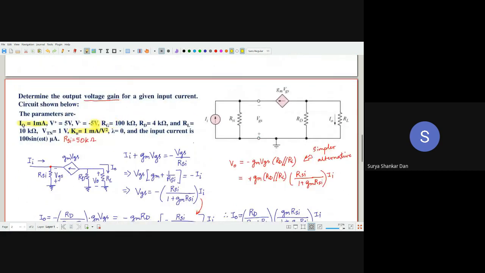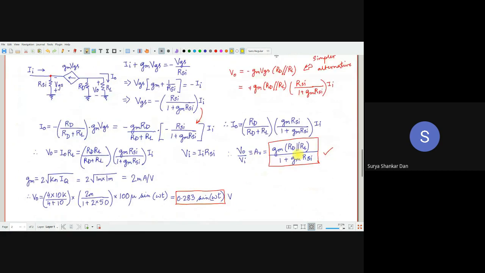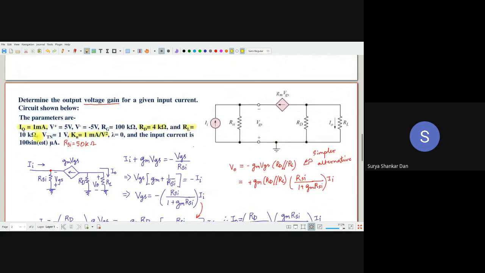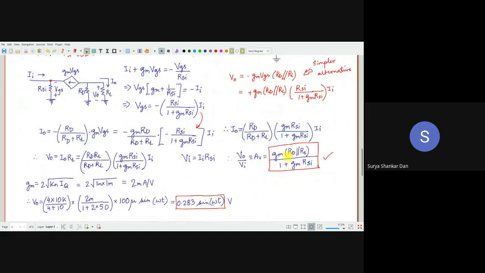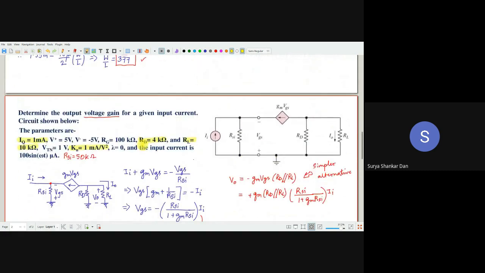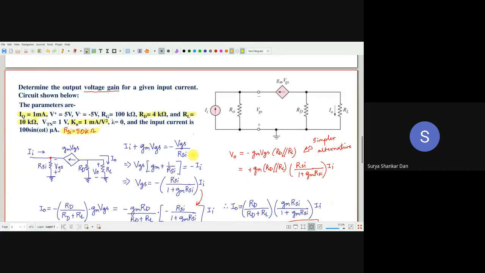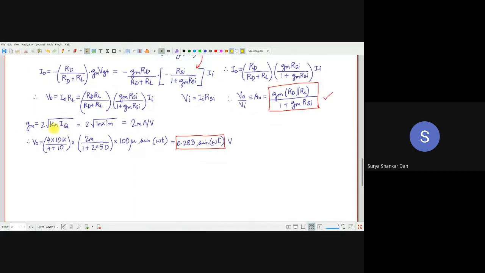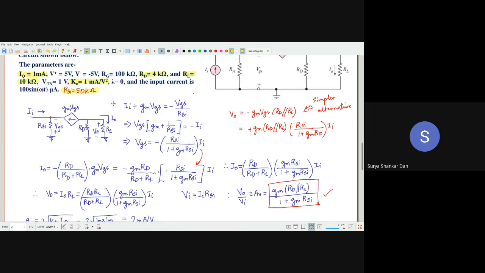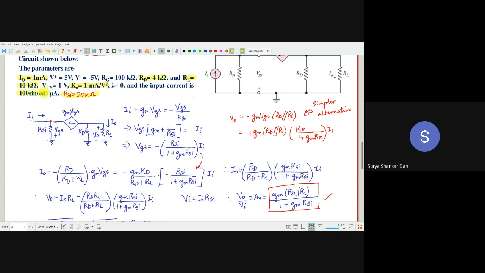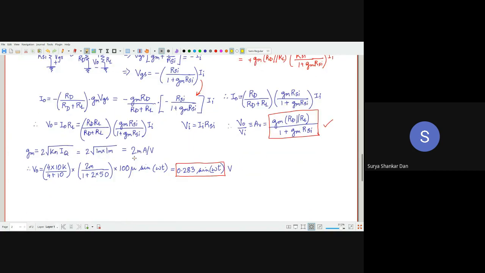Then RD is given, RL is given here. RSI is given here. So with these values, if you substitute over here, you will be obtaining the value of VO like that. Remember, there is an II, right? So II is also provided. The input current is given as this. You put the values and you obtain the result like that.